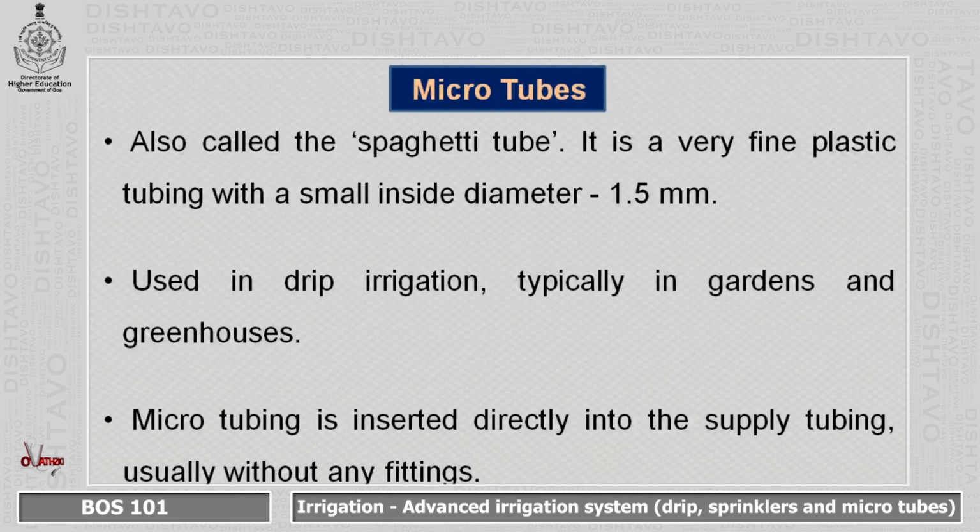Microtubes, also called the spaghetti tubes. It is a very fine plastic tubing with a small inside diameter of around 1.5 millimeters. It is used in drip irrigation, typically in gardens and greenhouses. Microtubing is inserted directly into the supply tubing, usually without any fittings.